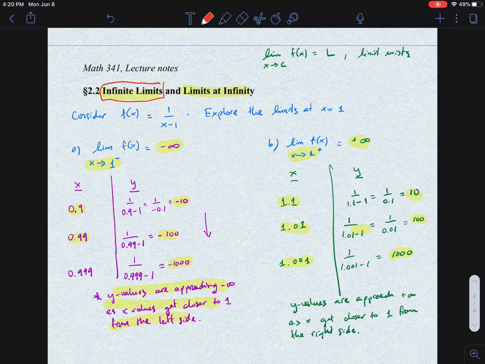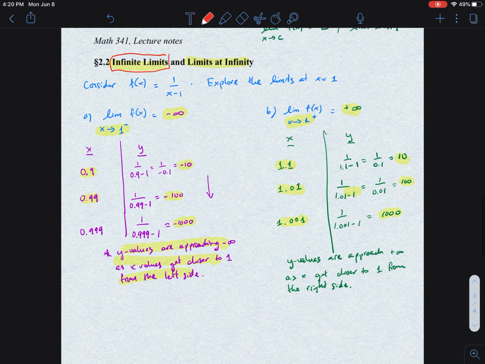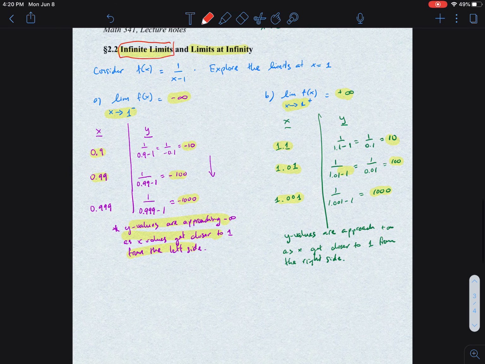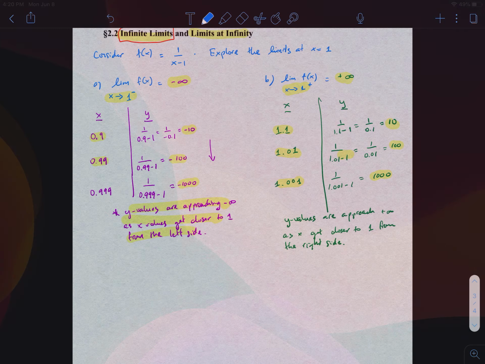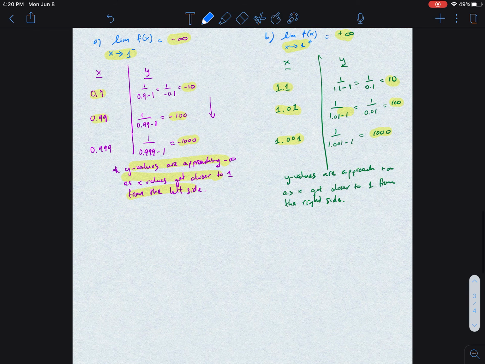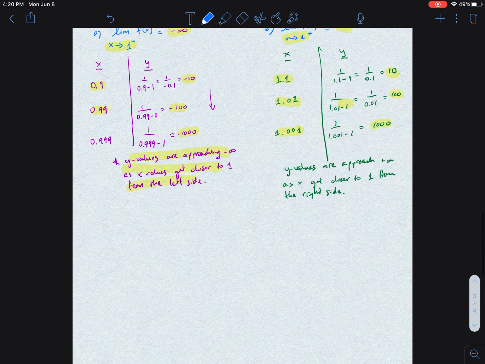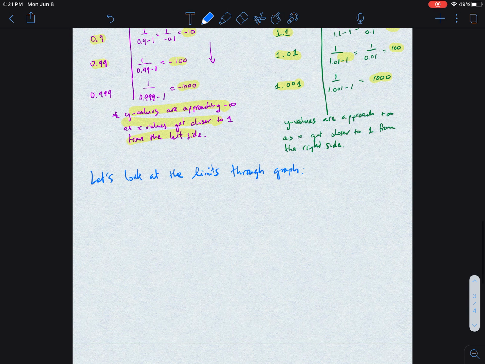Okay. All right. So now, let's look at this through the graph. You can use your graphing utility, calculator, or anything to graph this. So let's look at the limits through the graph. Okay. All right, so f of x is 1 over x minus 1.